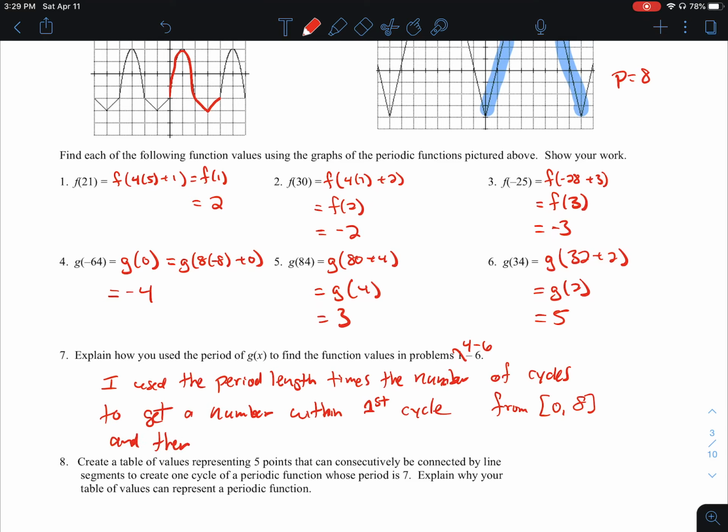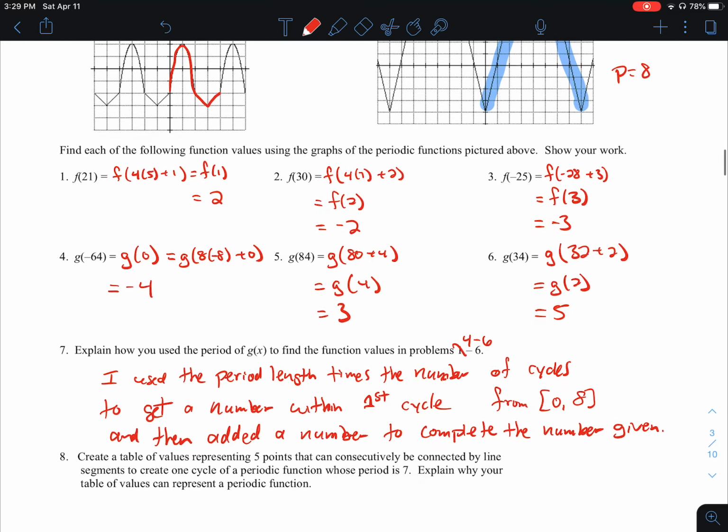And then added a number to complete the number given. This is horribly written. If you were to read this in a vacuum, you would have no idea what's happening. Hopefully, when we were doing the problems, it made sense. And I should have given more thought to this problem before I jumped into the homework explanation.